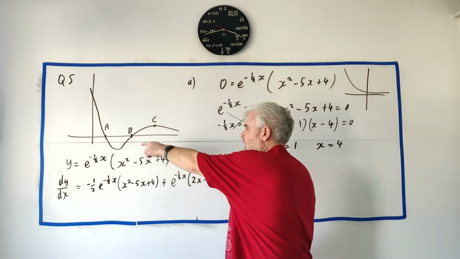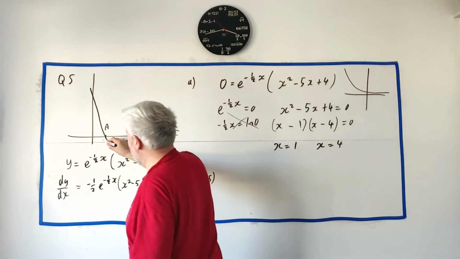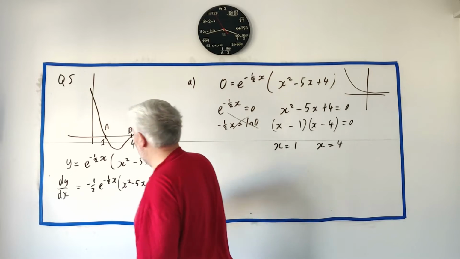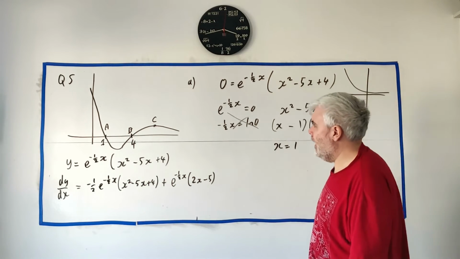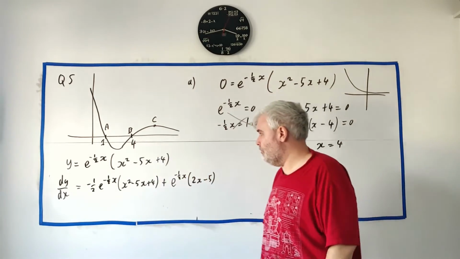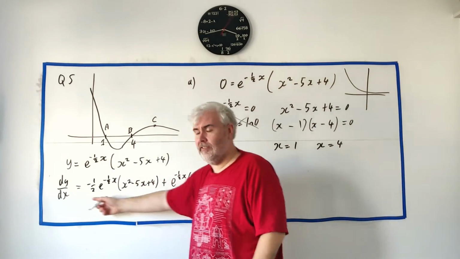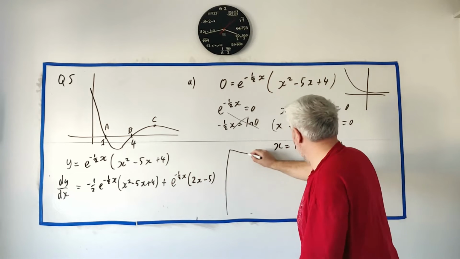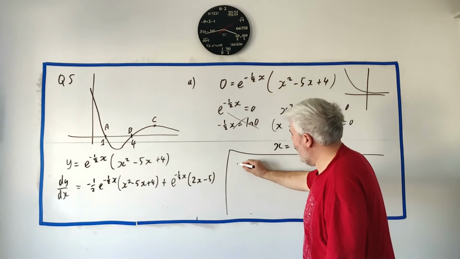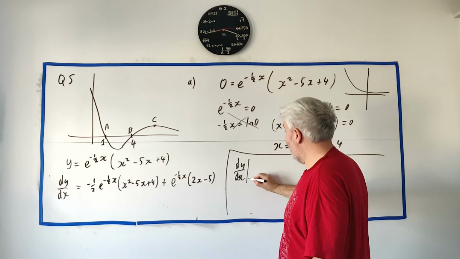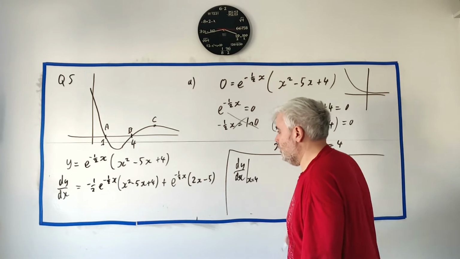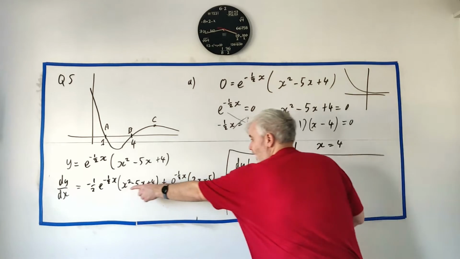And that works out quite nicely for our picture. That means this guy here is 1, this guy here is 4. So we know what B is. At point B, x equals 4. So now if we want to find the gradient, well, I have room here, let's try it. dy/dx at x equals 4. So we just fit that into this equation.